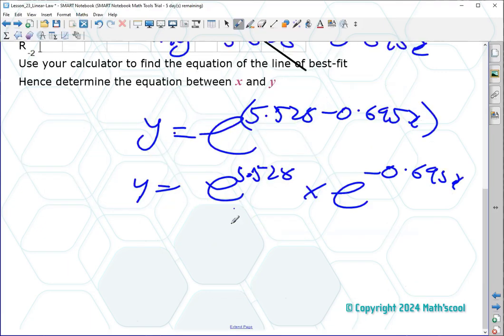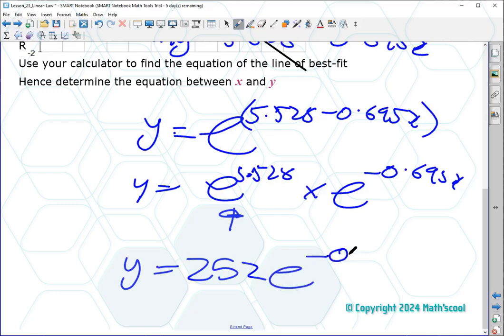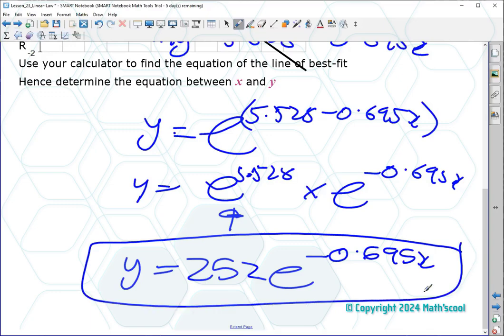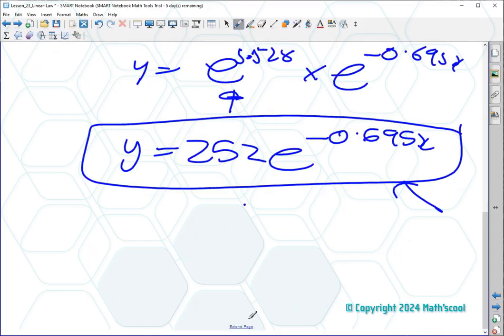0.695x. This I'm going to type into the calculator, e to the power 5.528 gives me 252. Y equals 252 e to the minus 0.695x, which is an exponential decay. That is an exponential decay equation.